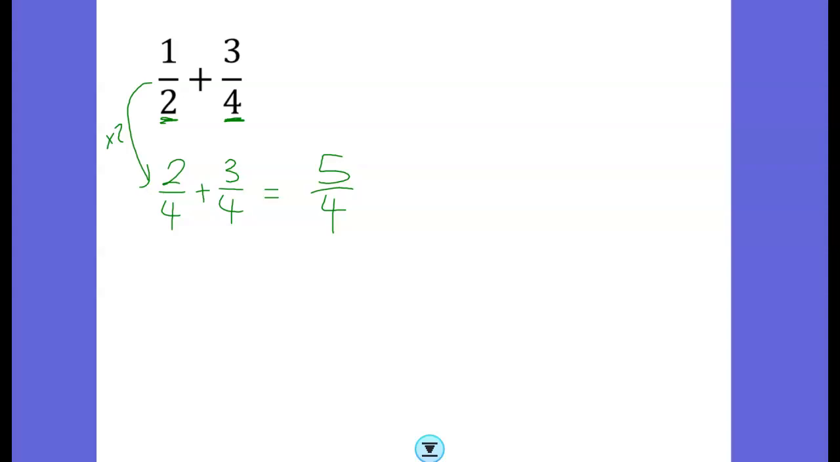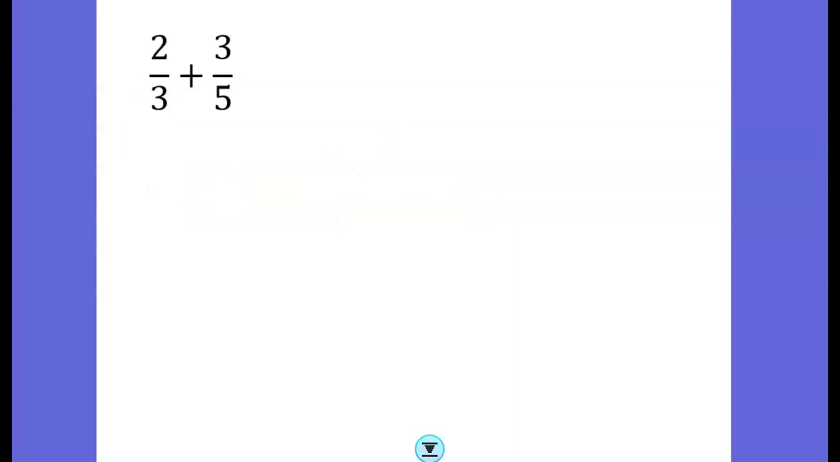Now that's fine. However, this is an improper fraction. The top, the numerator, is bigger than the bottom. So you might be asked to write that as a mixed number, in which case, how many 4s in 5? I get 1 whole, and a quarter left over. So if you have one where you end up with a mixed number, no problem. Same techniques all apply.